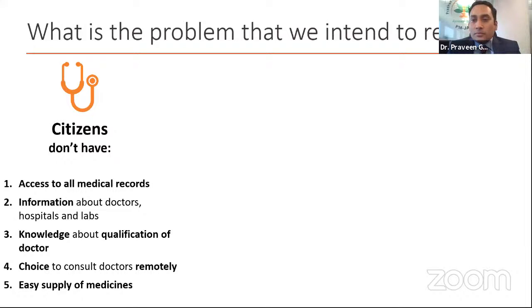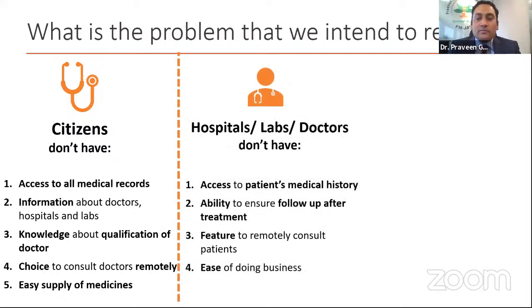Then information about doctors and healthcare facilities is also not easily available to citizens. About medicines also, the information is limited. As for doctors, hospitals, and laboratories, same problem. You don't have complete access to their longitudinal medical history, and that creates an issue in providing follow-up healthcare, and also some difficulties in remote consultation, though of late it has increased.